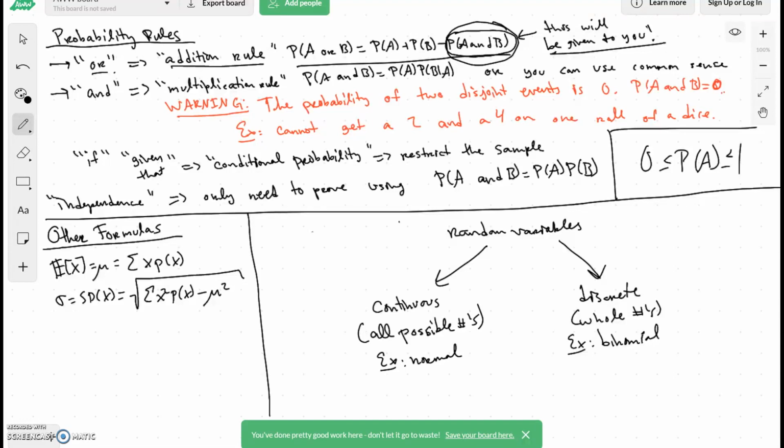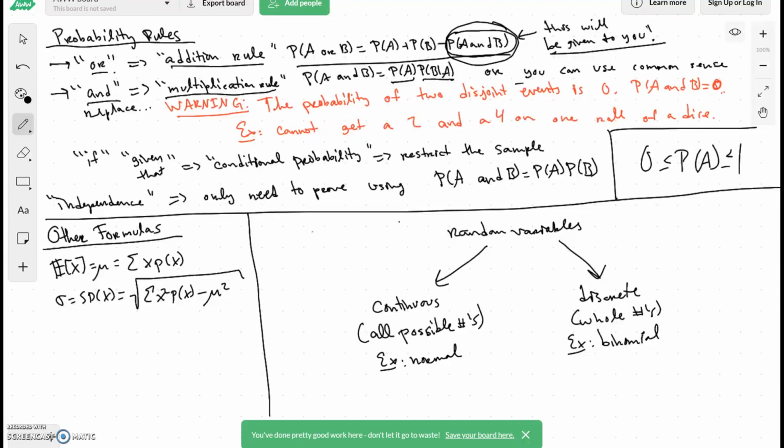Okay. If you see the word and, right, if I'm looking for the probability of this and this, use the multiplication rule by multiplying the probability of A times the probability of B given A. Usually these types of problems will be the replacement ones, the ones where you replace the marble and all that stuff, right, where you replace.